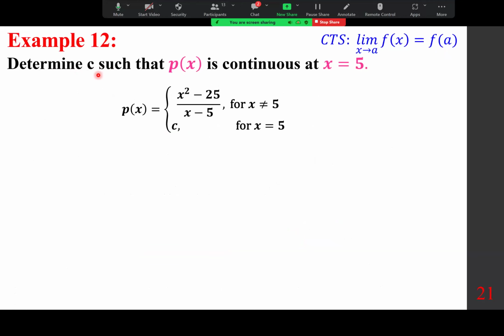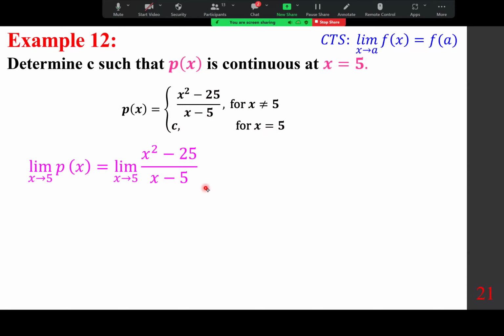Example number 12, determine c such that P of x is continuous at x equals 5. And remember, continuity has the following definition. The limit of f of x as x approaches a equals f of a. Well, we want to take the limit of this function. This is a piecewise defined function, everybody. And because x is not equal to 5 here, we use this part; at precisely 5 is this one. So let's take the limit of the function as x approaches 5 by looking at this. I hope you see that if you plug in, you get 0 over 0.